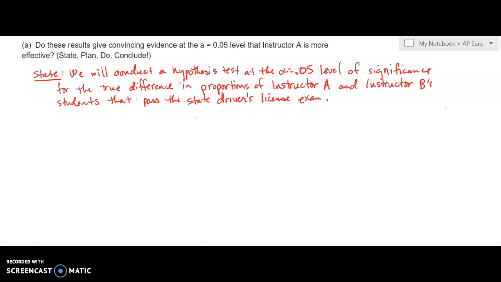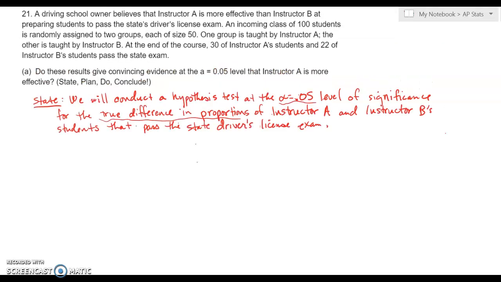So again, context, we talk about true difference in proportions and alpha level. Those are the keys here. Reading the context, we've got instructor A and instructor B. Our null hypothesis will be that there is no difference between the proportion of instructor A's students that pass and the proportion of instructor B students that pass. So that looks like this.